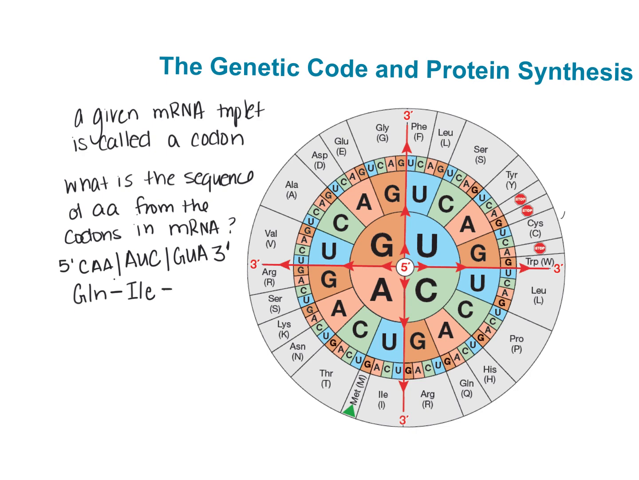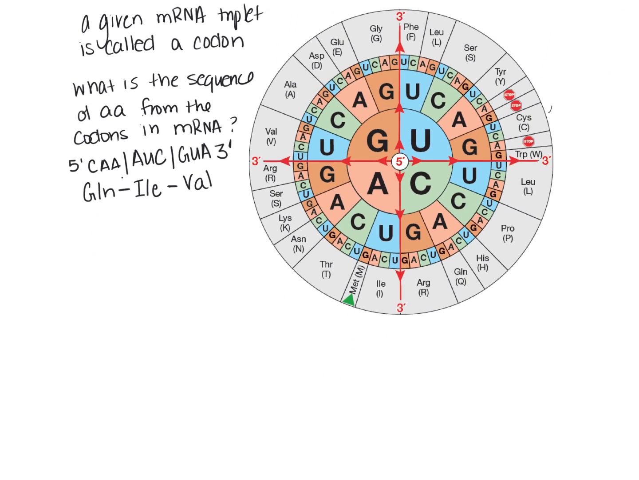Right, and then we're going to do another dash, and then we're going to come here and we're going to look at G, and then we're going to go to U, and then we're going to come here to A, and we're going to write valine. And so that's how, oops, sorry, I wrote all the valine there. That's how we can go from the mRNA sequence to the protein sequence.